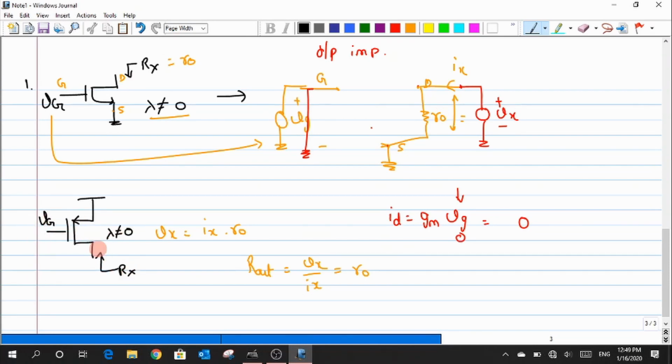So how do we compute the output impedance of this second circuit that I have plotted here? R0 parallel 1 by Gm. Why get confused? Why not we draw the small signal model and then perform the same analysis that we did rather than guessing? Because the answer is not that.